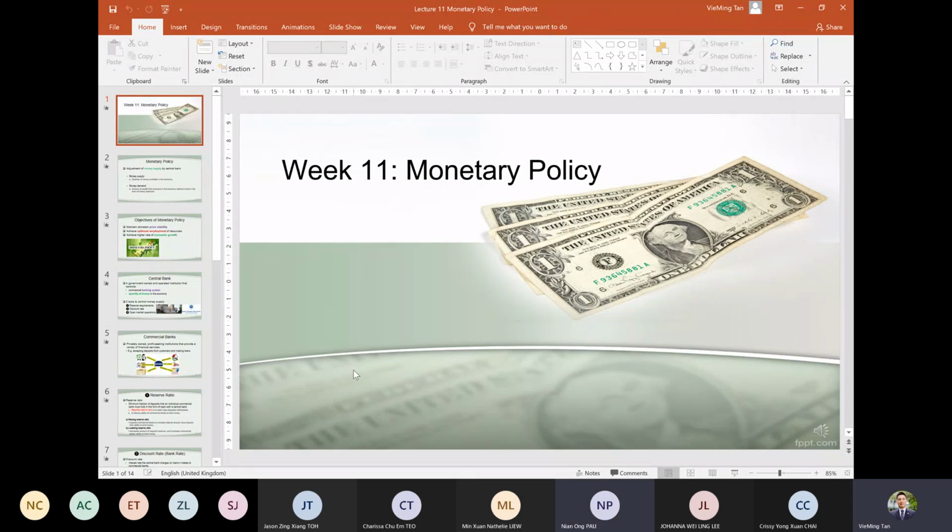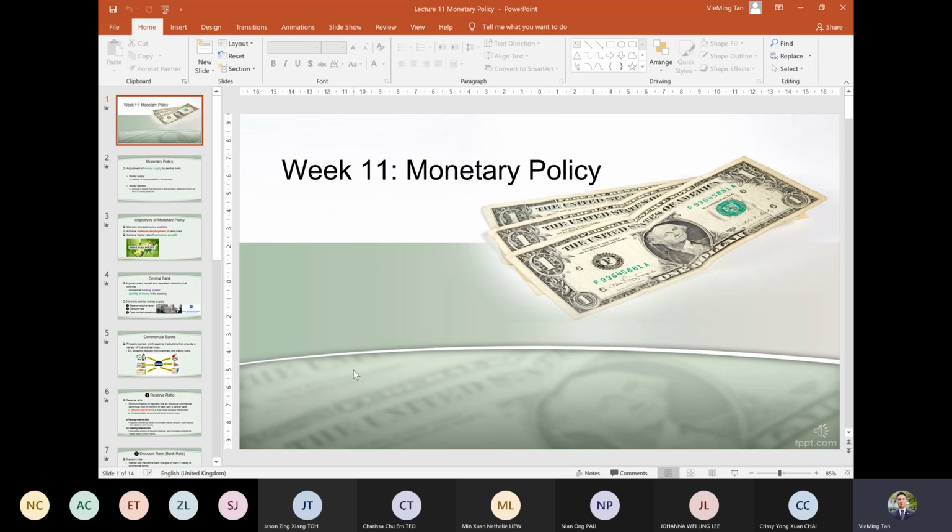Taxes. Correct. Very good. So one of the tools is taxes, right? The government can either increase or reduce the personal tax or the company tax in an economy, so that this can influence the C, I, G, and X in an economy, which will influence the AD, right?